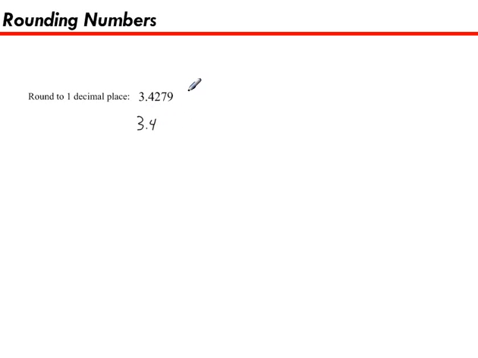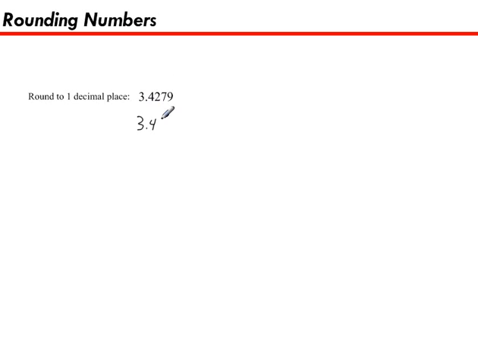So again, to round to 1 decimal place, I just look at the second digit. If it's greater than or equal to 5, I just add 1 to this digit. If it's less than 5, I just keep this digit the way it is. So I had 3.4 because 2 is less than 5.